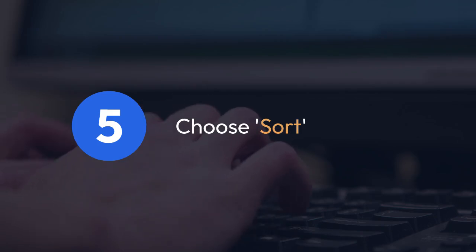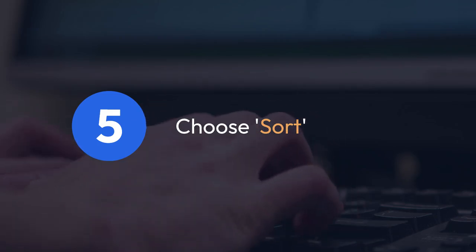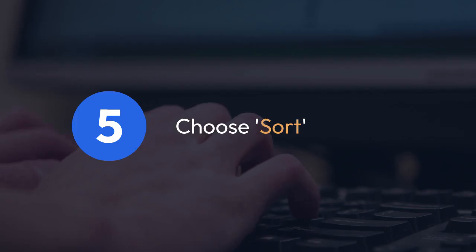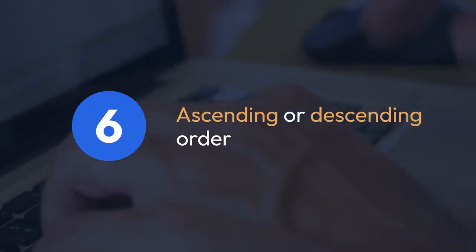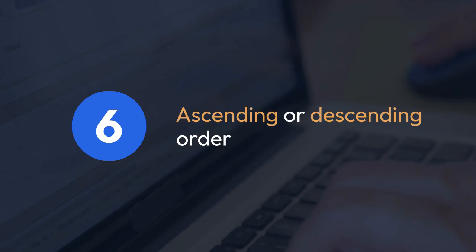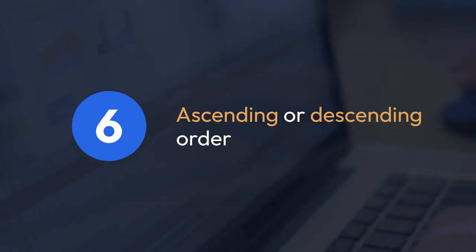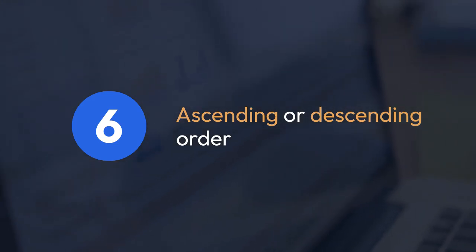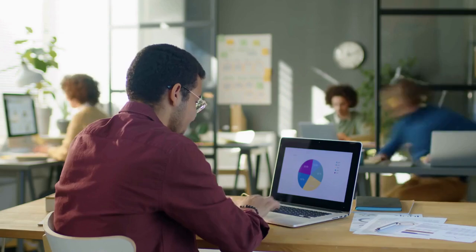Once the field is selected, you'll see several options appear, either in a right-click menu or a small drop-down arrow. Choose Sort. Excel will provide options for sorting in ascending order, A to Z, smallest to largest, or descending order, Z to A, largest to smallest. Select your preferred order.